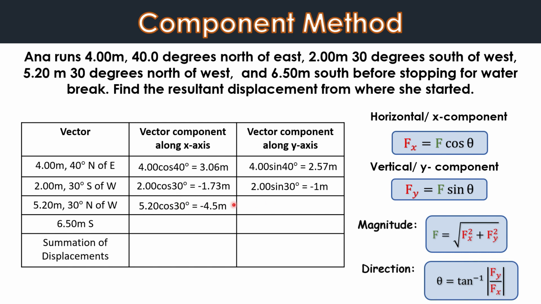Now, for the y component, 5.20 sine 30 naman. And this time, positive ang ating component, 2.60 meters. At bakit siya positive? Kasi yung direction niya along y-axis is north. And lastly, we have 6.50 meters south. Ito walang angle na binibilang, so walang problema dito. Isa lang ang may component.